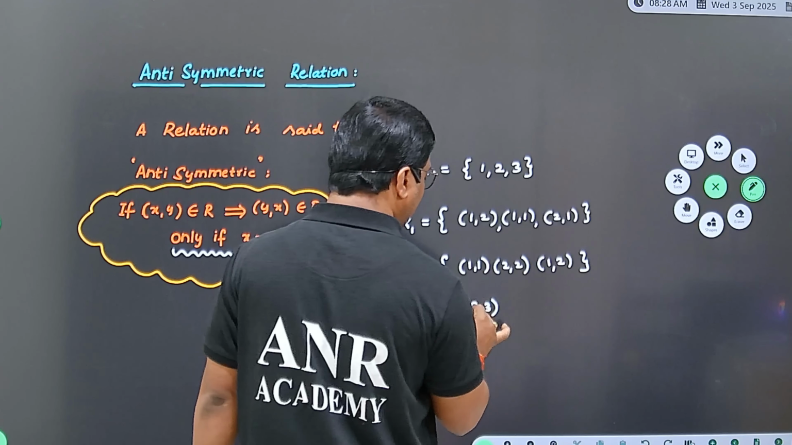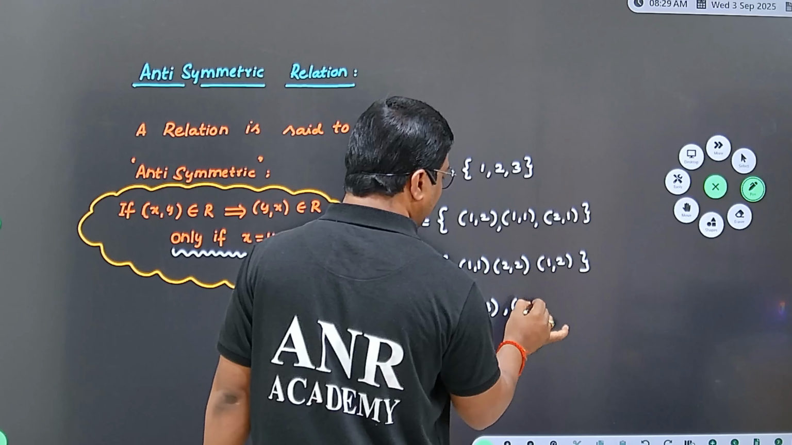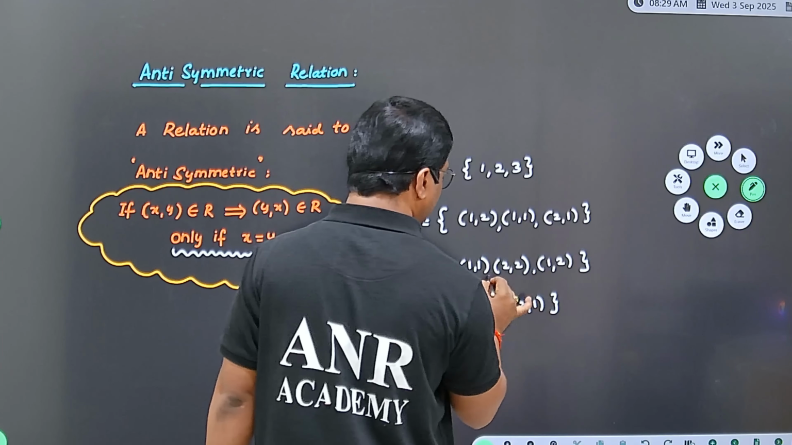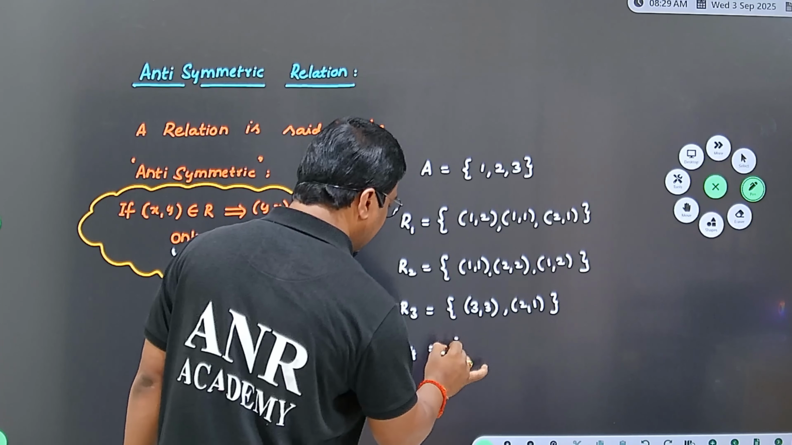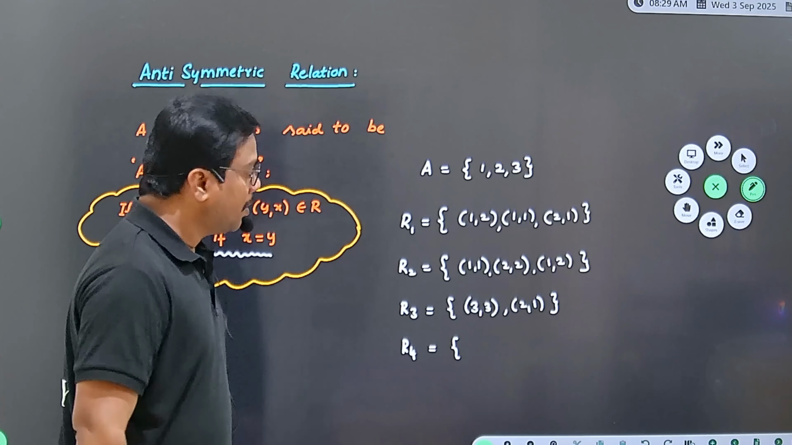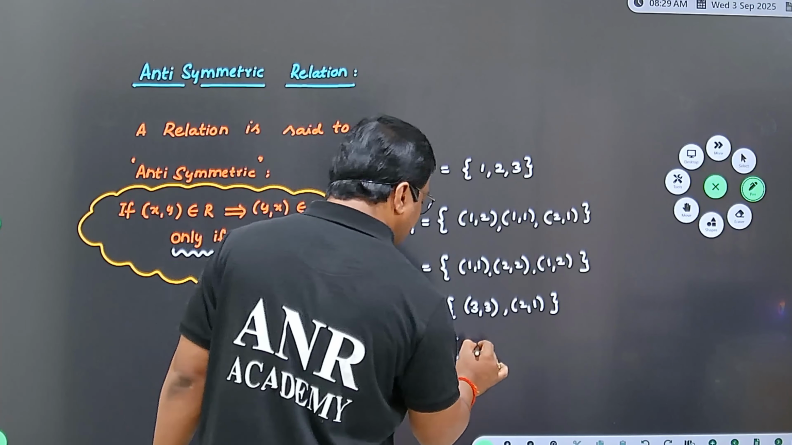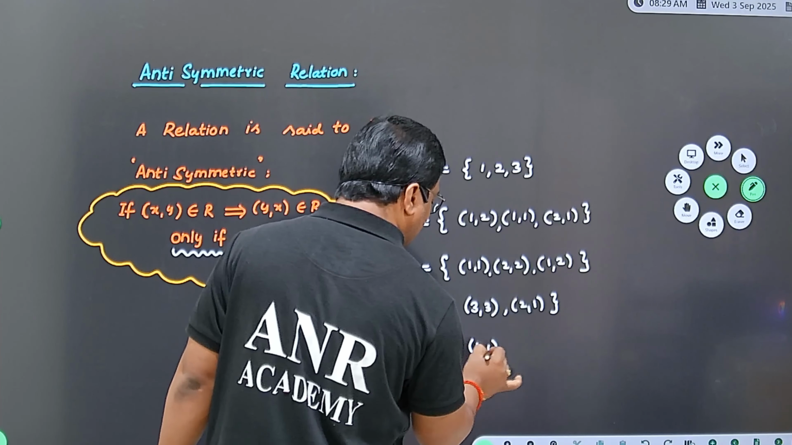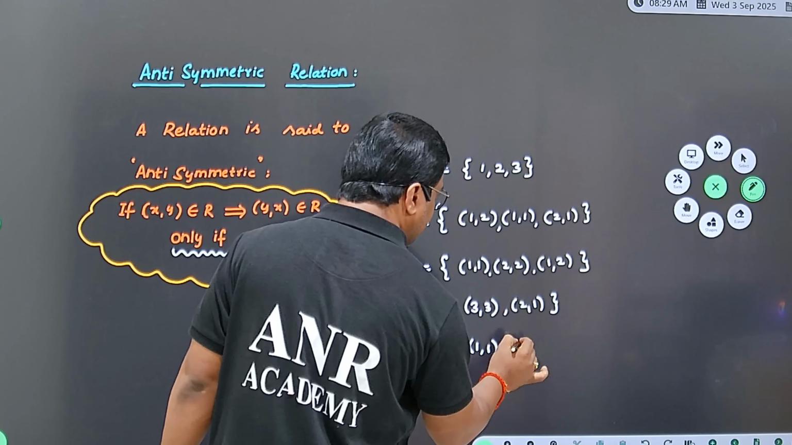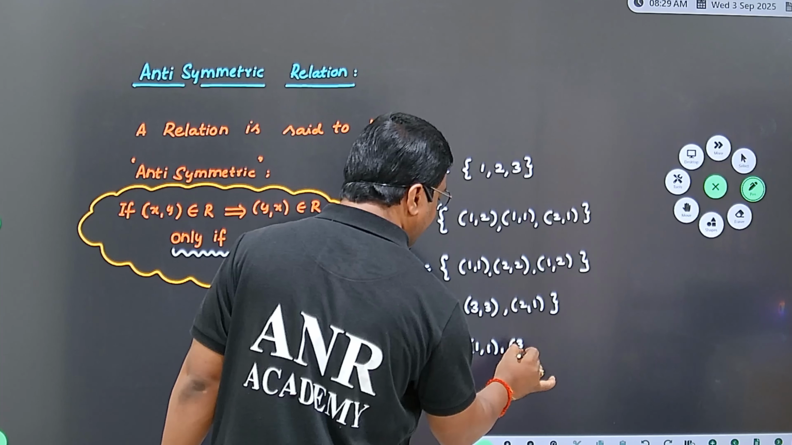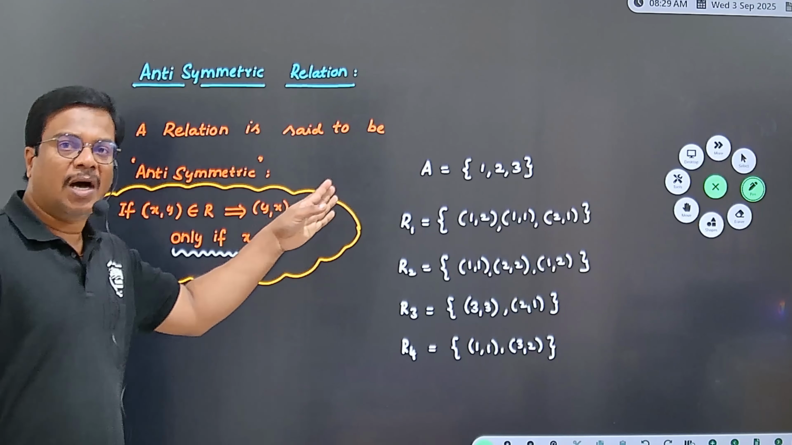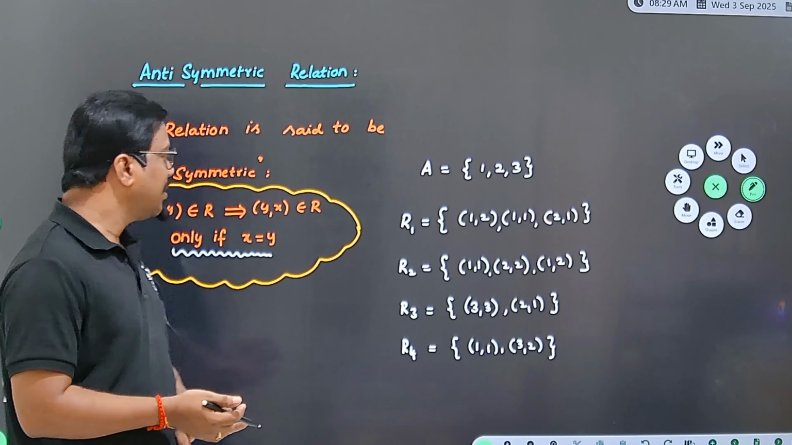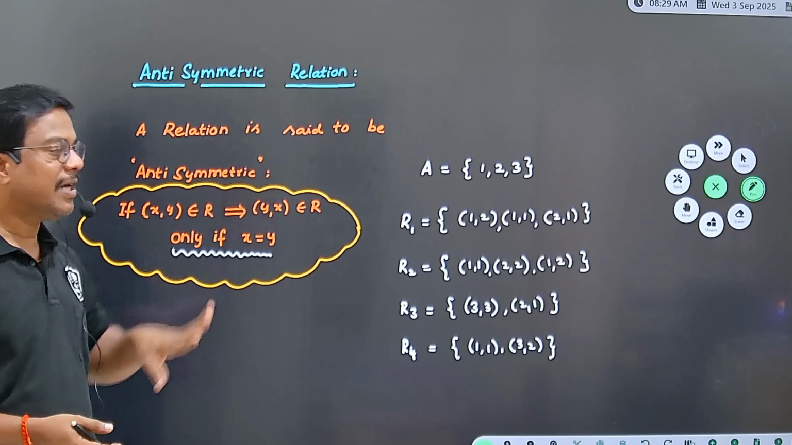(3, 3), (2, 1). Another example, suppose that (1, 1), (3, 2). Observe all four relations and whether they are antisymmetric or not.